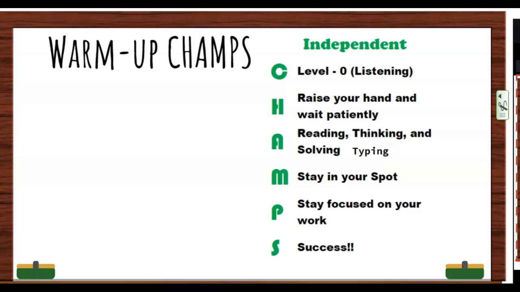Your champ's expectations for warm-up is you are at a level 0. That means you're listening only while you're working. If you need help, raise your hand and wait patiently. Your activity is you're reading, thinking, and solving, typing, drawing, whatever it is that you need to do. Your movement is to stay in your spot. Your participation is to stay focused on your work so that we can all be successful.